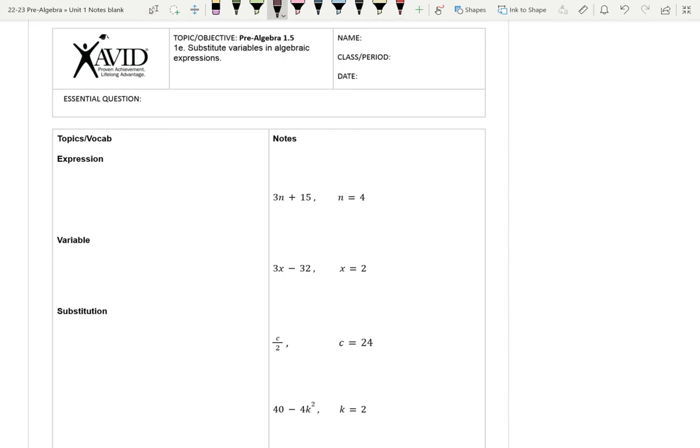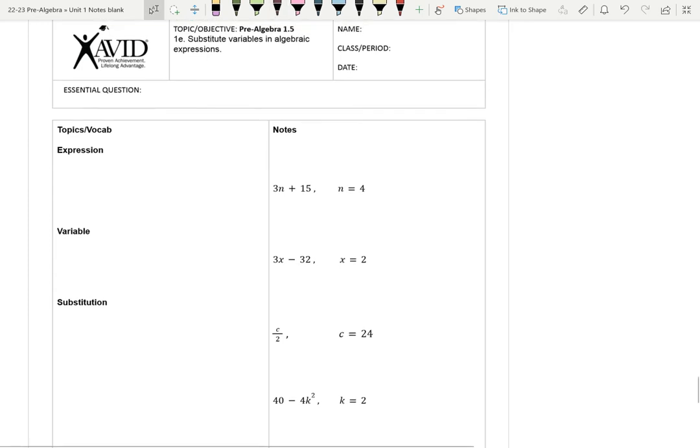Okay, so for 1E, we are substituting variables into expressions. So we did a little bit of this before, but we're going to go just a little bit further with it and do some more operations. So we have expression first as our vocab. Again, that just means that there's not going to be an equal sign. So you're not really going to have like x equals something for this. They're going to tell you what the letter equals and you're going to plug it in.